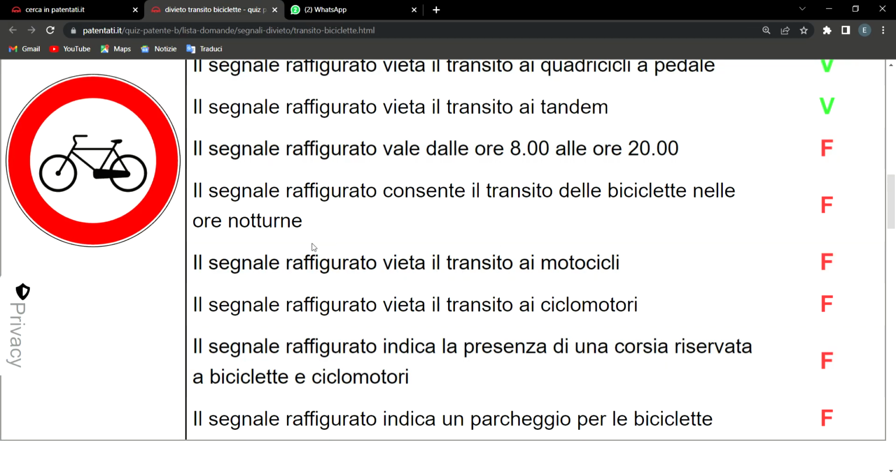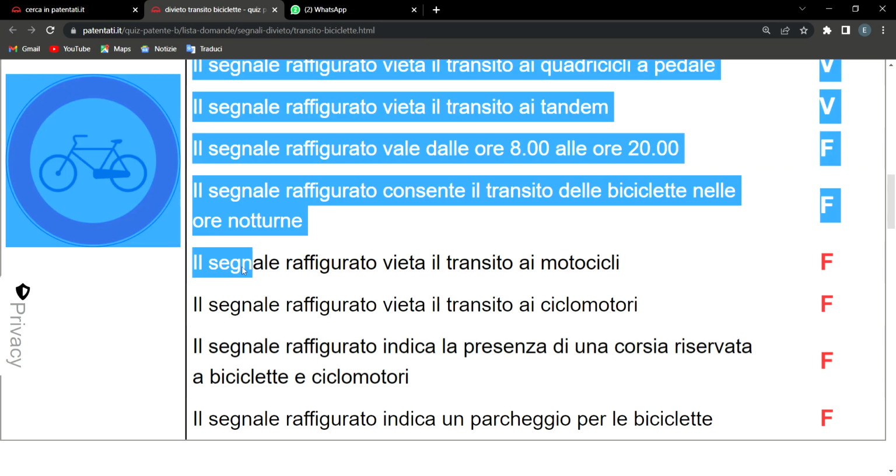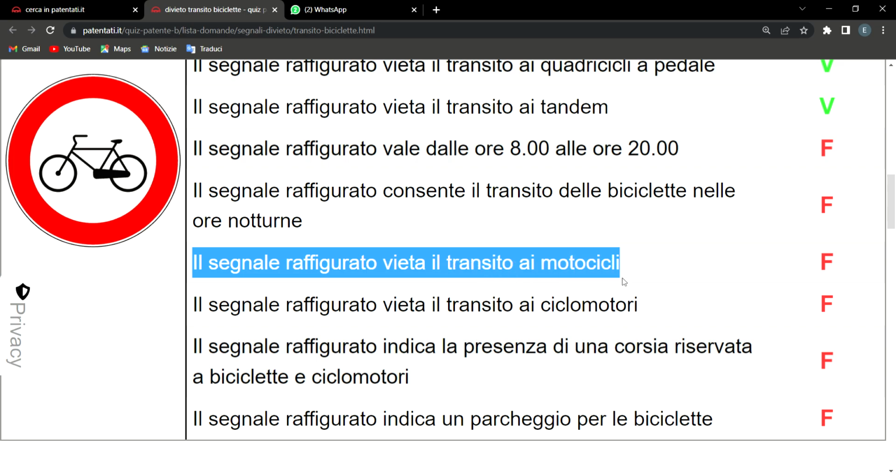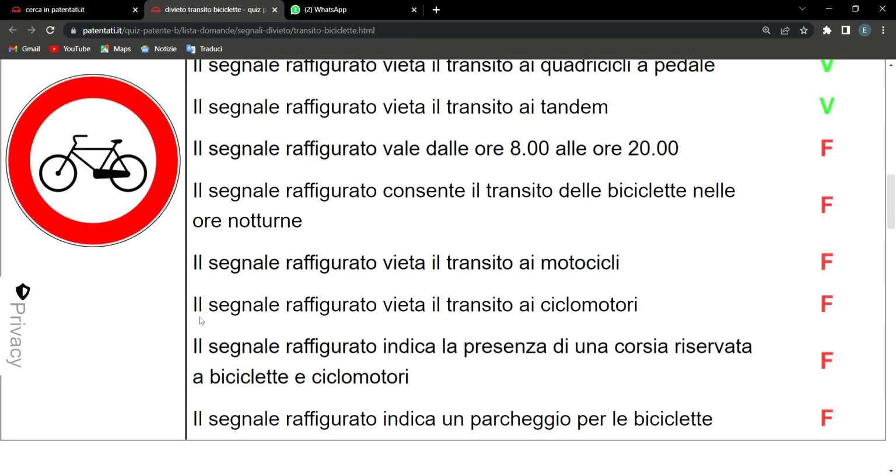And the question says, il segnale raffigurato vieta il transito ai motocicli. It is falso. Motocicli can transit on this very road. Take note of that. So it says, il segnale raffigurato vieta il transito ai ciclomotori. Ciclomotore can transit on this very road. Take note of that. This is the reason why this one is falso. The only thing that cannot transit is bicicletta, which is bicycle.